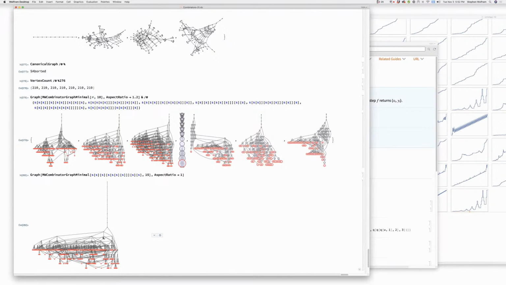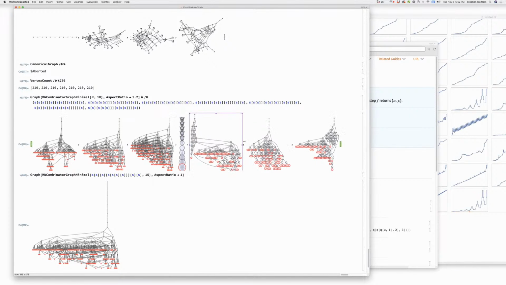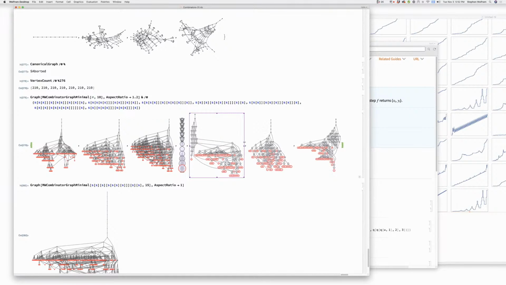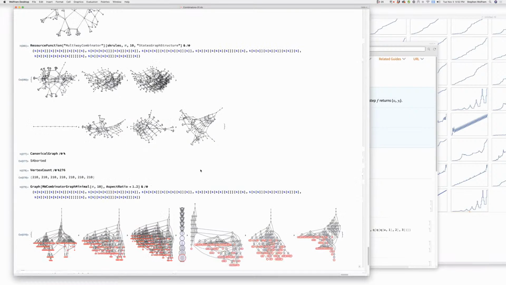So in fact, I'm not as surprised as I was. These things all have different multiway graph structures, which is kind of what I would have expected. And within these graph structures, the particular route that we were taking is one particular path through those graph structures.